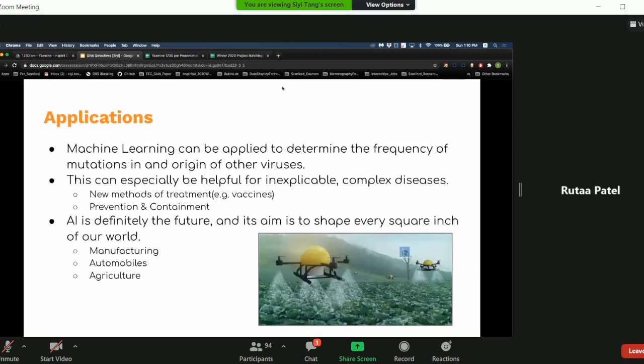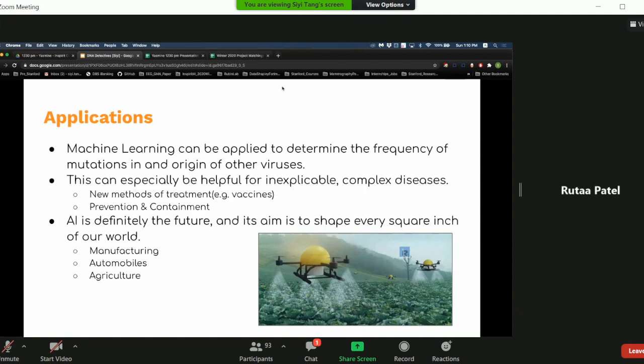So some applications of this is that machine learning can help us observe mutations and the origin of not only the coronavirus, but other diseases or bacterial infections too. It can be applied to other diseases and viruses, as well as assist with finding new treatments and preventing the spread to contain it.